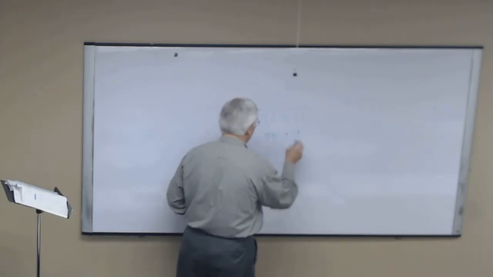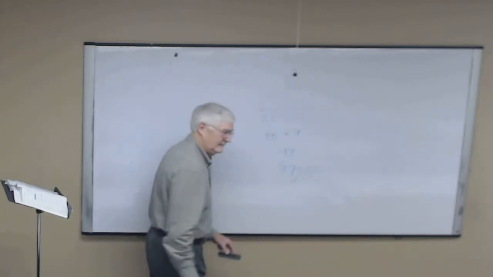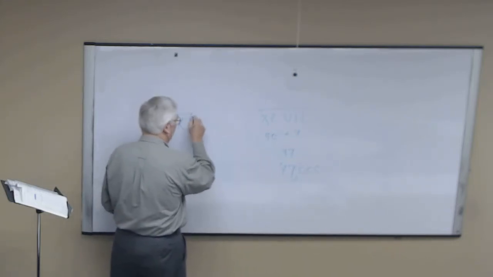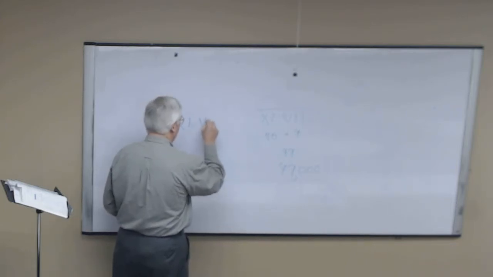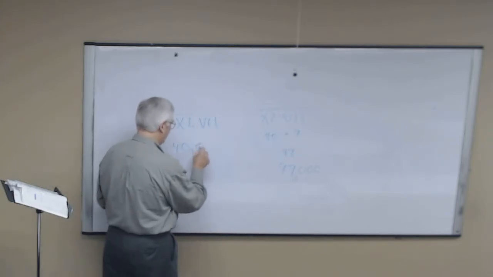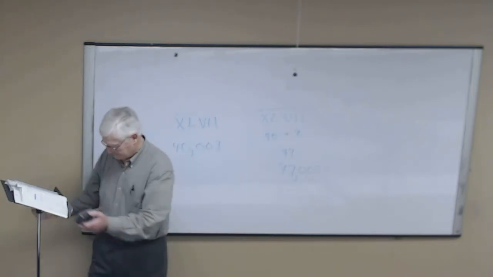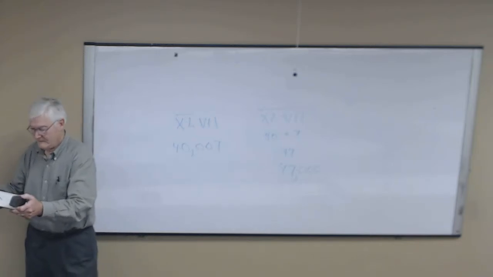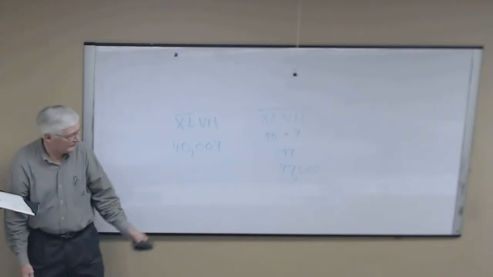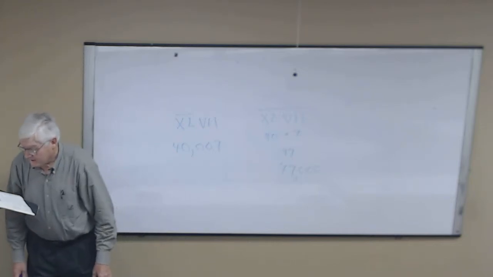So I have 47, but the line over it says 47,000. Okay? If this would have been written XL with a line over it, and then VII, that would have been 40,007. Everybody see that? So look to see, whatever the line covers, that you take times 1,000. Number 7.